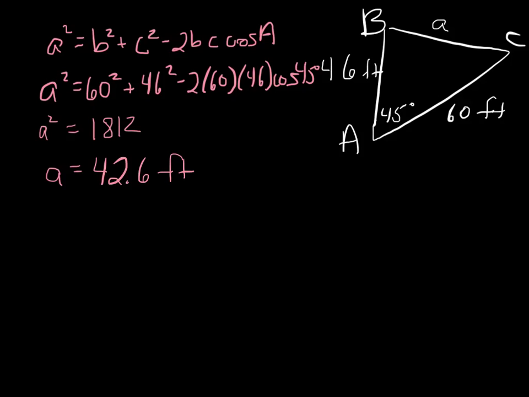42.6 feet for a. And just like in the previous problem, if we wanted to solve for the other 2 angles here, we could use the law of sines for one angle, and then subtract what we found from 180 to find the third angle. And just take note here that what we were given was side, angle, side.